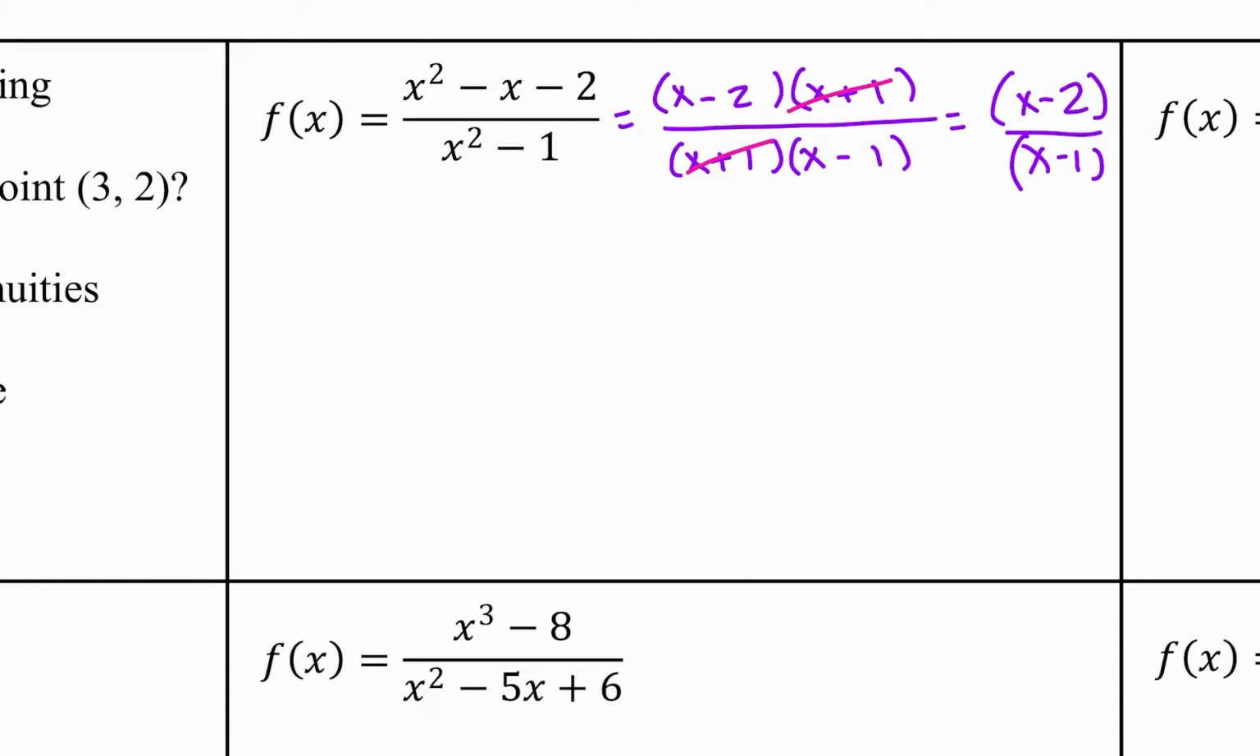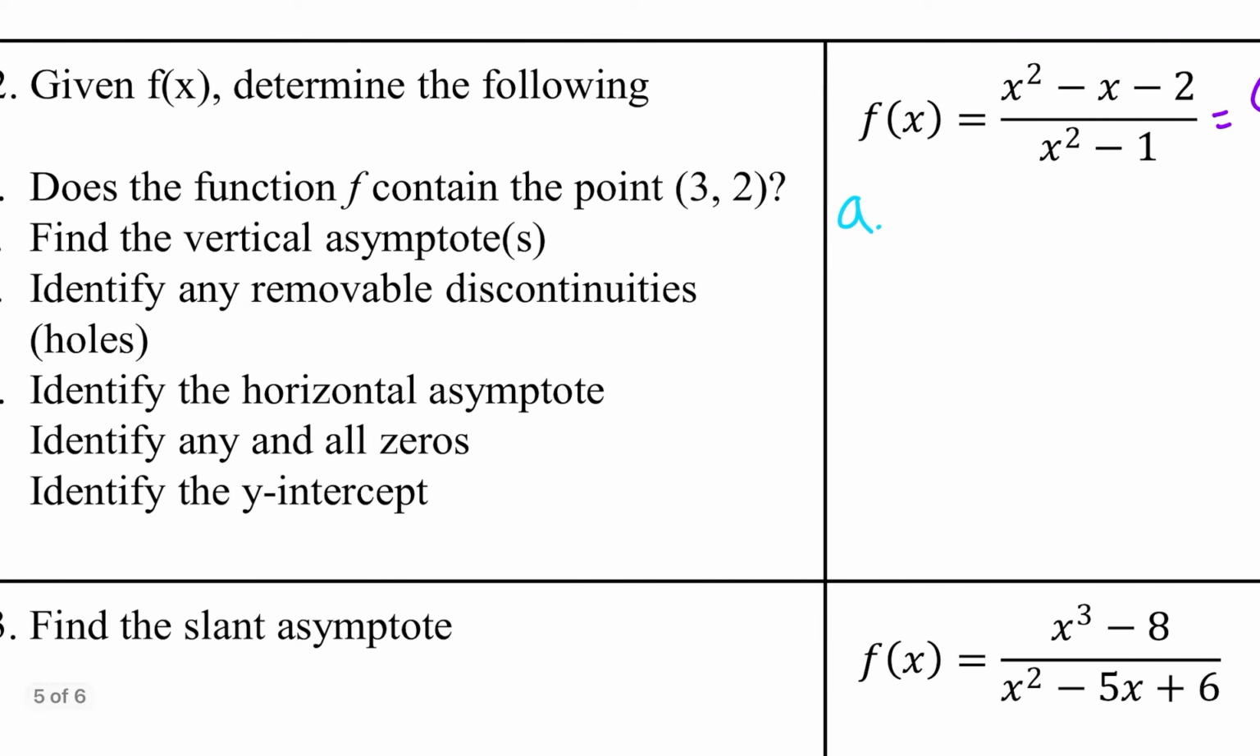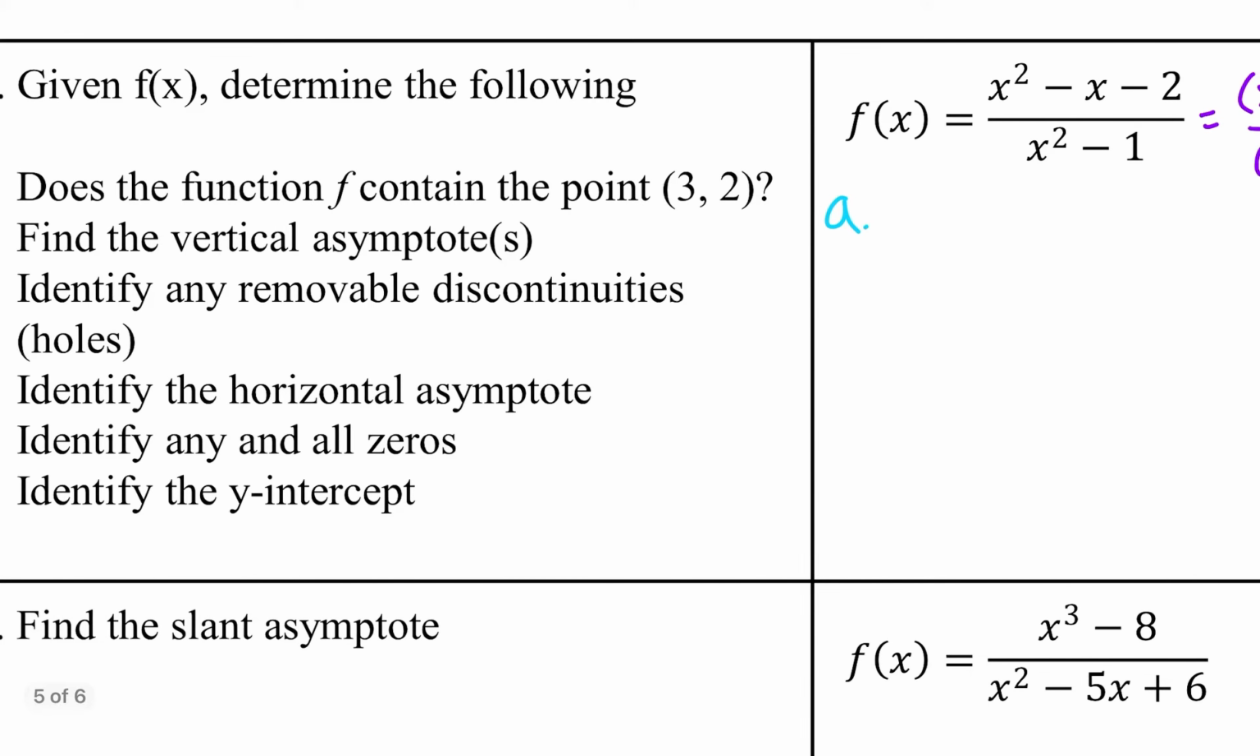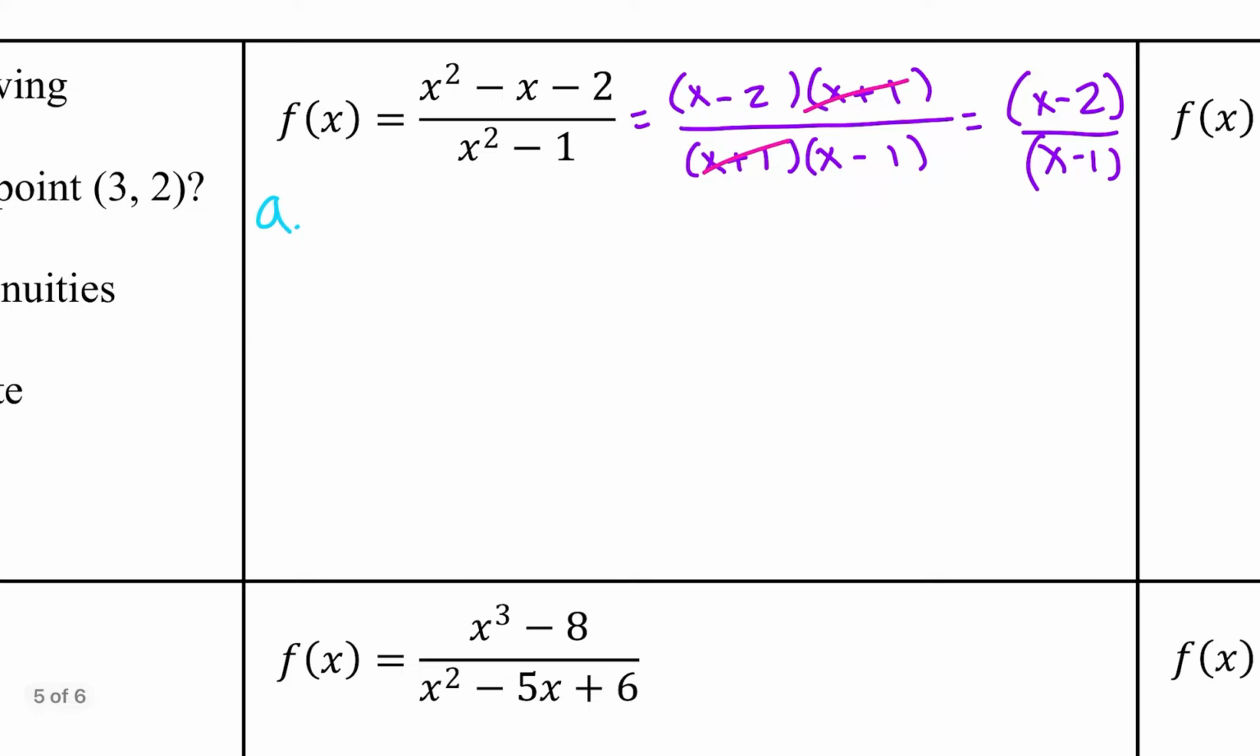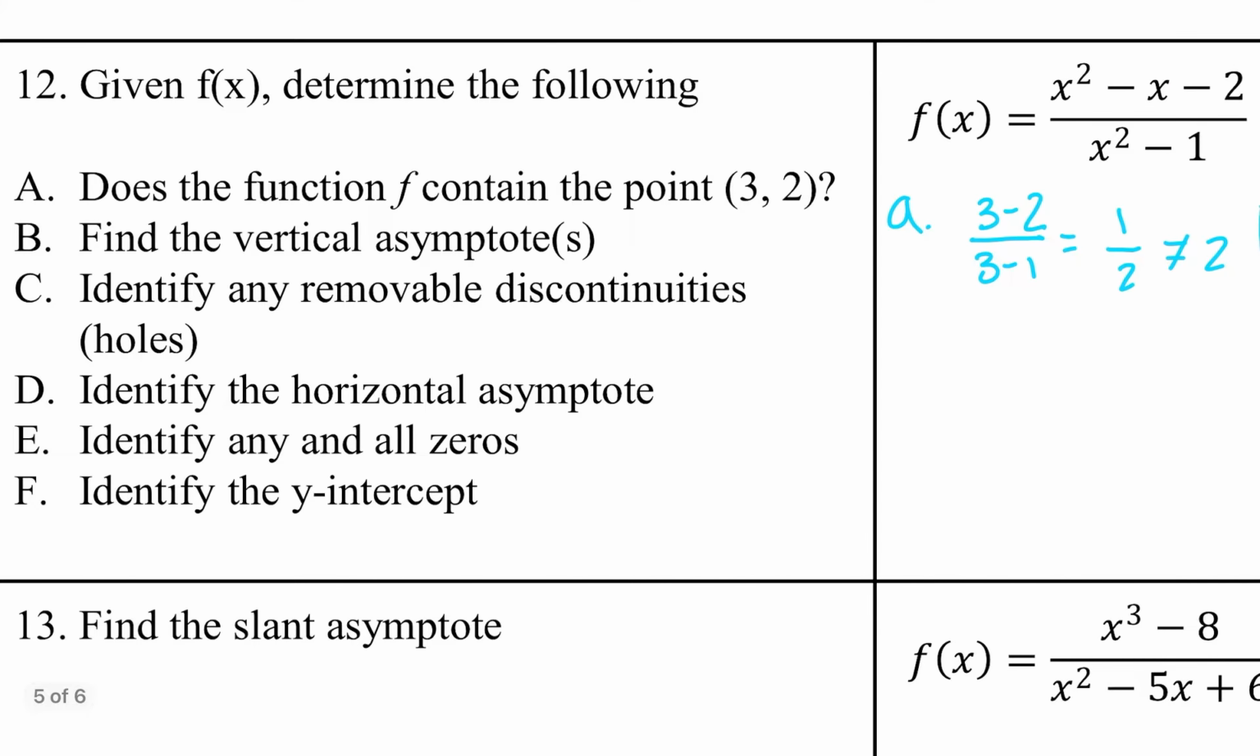So let's take a look at these actual questions they're asking us. For part A, they said, does the function contain the point (3, 2)? So what that's asking us to do then is take that function and plug 3 in. So I've got 3 minus 2 on top over 3 minus 1 on the bottom. 3 minus 2 is 1. 3 minus 1 is 2. And that equals 1/2, which does not equal 2. So for part A, no, the function does not contain the point (3, 2).